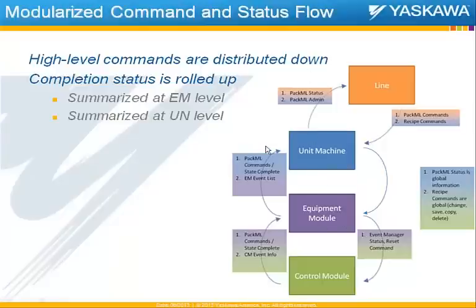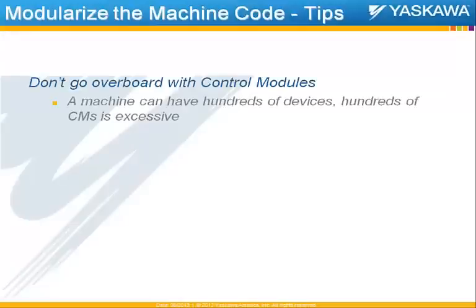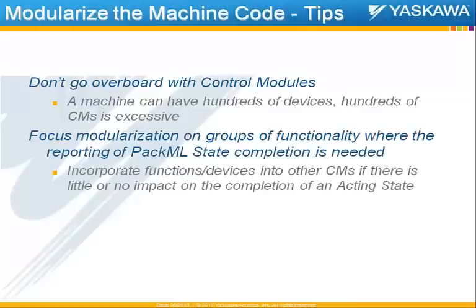Now here's a few tips about code modularization. Don't go overboard with control modules, number one. When I talk about a single function, what I don't mean is every single device, like every air cylinder needs its own control module. That would be excessive. You could have hundreds of them. So we want to relate them into somewhat larger groups than single devices, but still try to get as close as we can to a particular piece of functionality.